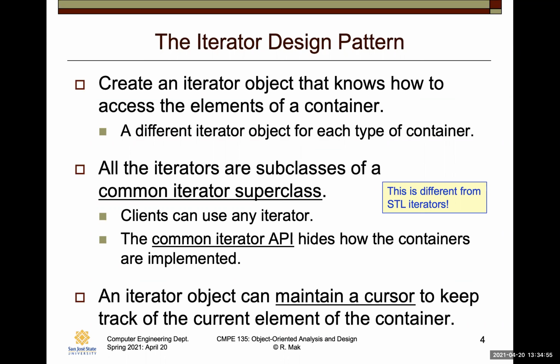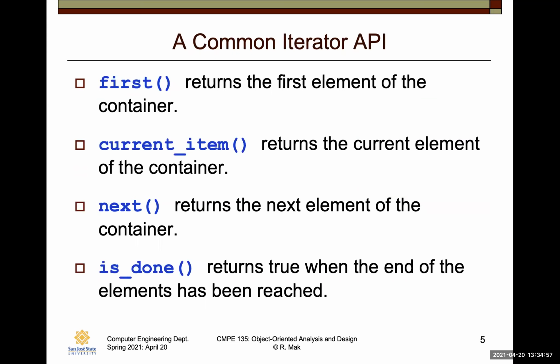All right. So here are common member functions of an iterator. These are member functions that will be pure virtual functions of this iterator superclass. A function first returns the first element of the container. So if it's a vector, you'll get back the vector sub 0. If it's a linked list, you'll get back the element that's at the head of the linked list. Current item then returns the current element.